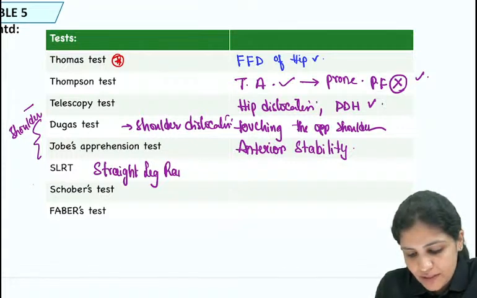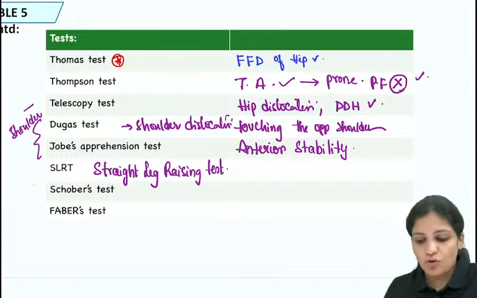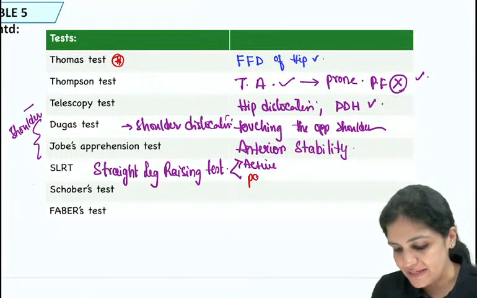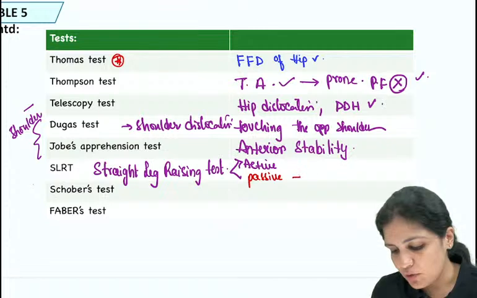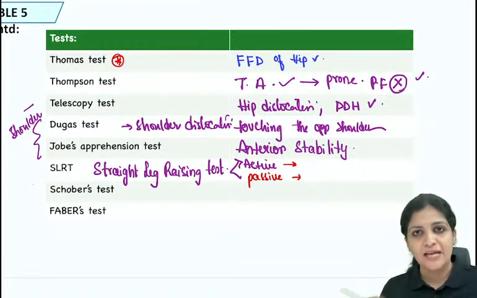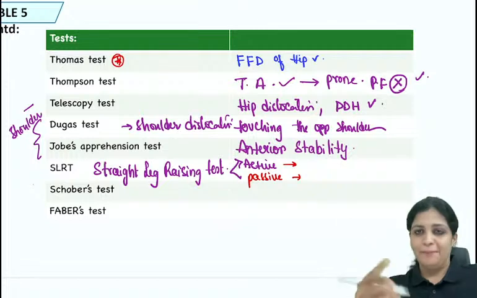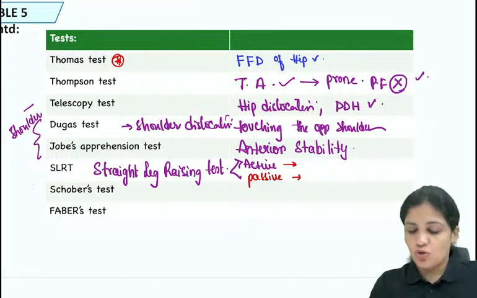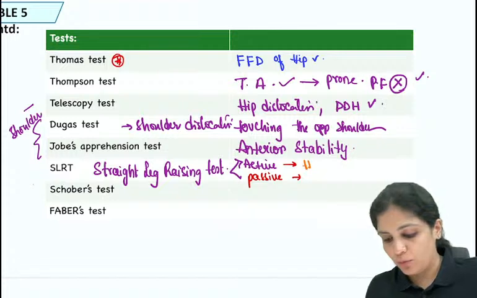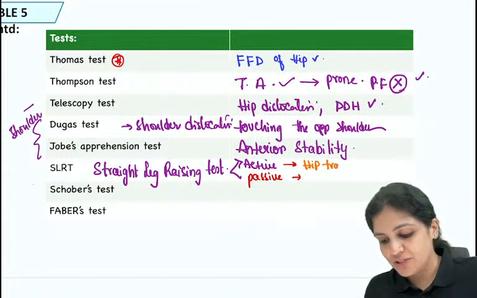So where do you see the straight leg raising test? So straight leg raising test is for two conditions. So this is of two types. One is your active straight raising test. The second one is your passive straight raising test. So what is active and passive? I hope you all know what is active and passive. Active is done by the patient himself. Passive is done by the surgeon. So in case of your active, if the patient is able to do, you can rule out your hip fractures, right?